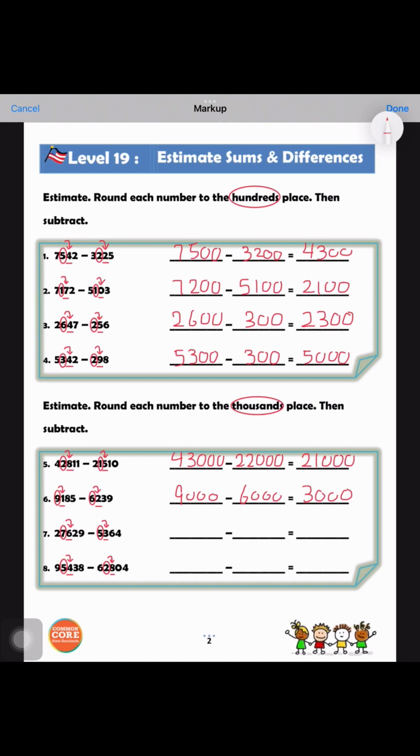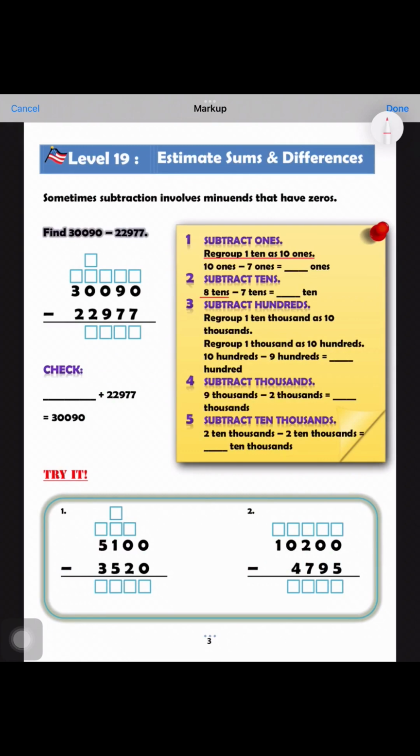Question 7. 27,629 should be rounded to 28,000. 5,364 should be rounded to 5,000. Question 8. After rounding the numbers, it becomes 95,000 minus 63,000. And the answer will be 32,000. Page 3.